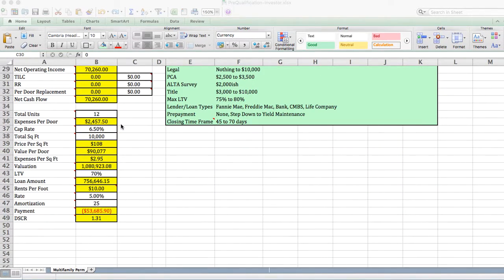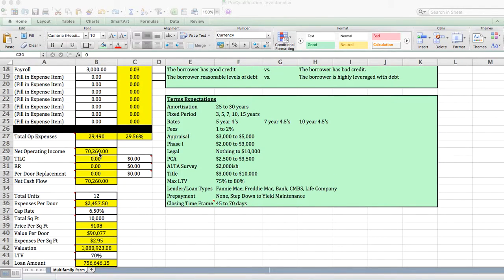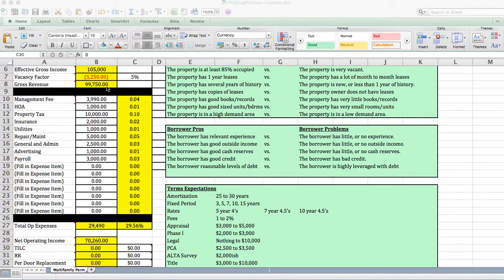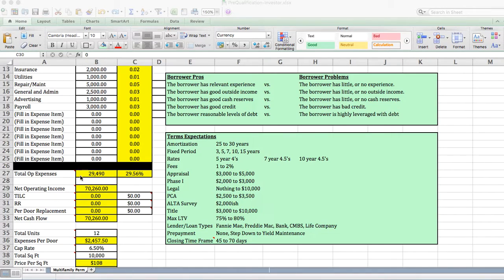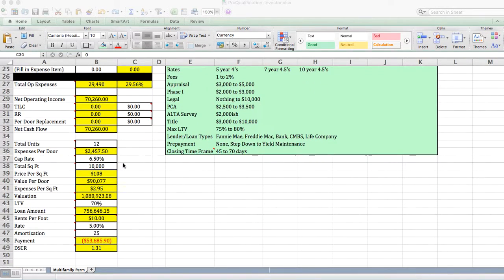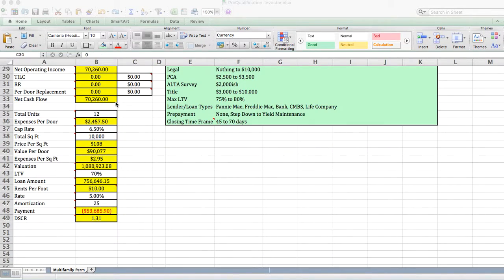The net operating income, again, this number right here is the gross revenue minus the total operating expenses. It gives you the net operating income for the property prior to taking out any additional reserves and prior to paying the debts. You'll notice a couple of items here. I don't want you to worry about these two for apartments. It's more applicable to commercial office, retail, or industrial.